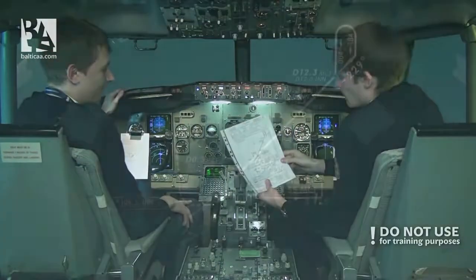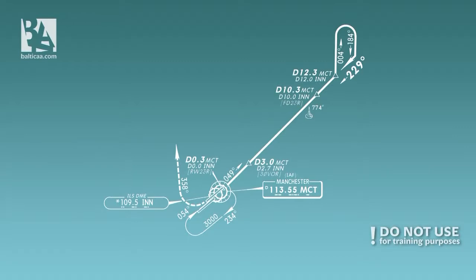We will start our procedure by overflying Manchester VOR and turn on a 049 radial outbound. We will fly on this track until we reach a DME distance of 12.3 nautical miles. Then we turn left on heading 004 and fly straight for 1 minute. After 1 minute, we will make a 180 degree turn to the right on heading 184 and keep this course until we intercept the VOR inbound track 229.